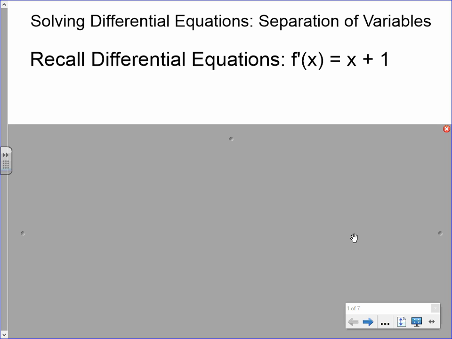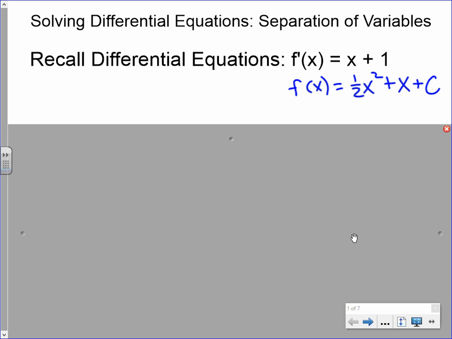Okay? So remind me what I would do here. If I wanted our function, what would we need to do? We would need to take the antiderivative. Okay, so we know that f of x would be 1/2 x squared plus x plus some constant c, right?